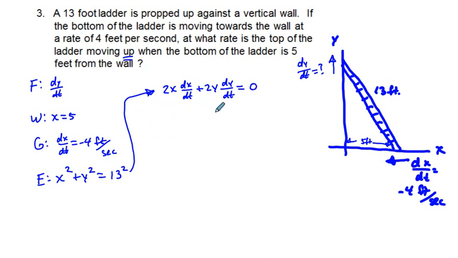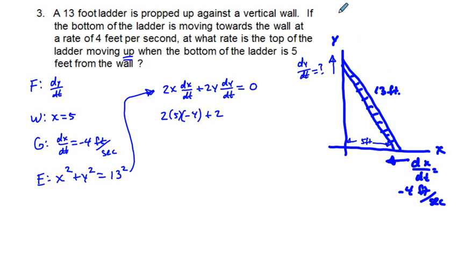And now we're trying to solve for dy dt, and we can do this algebraically, but I'm going to just substitute numbers in here first, as we have all we need. So we have 2, and x is going to be 5, and dx dt is going to be times negative 4, as in negative 4 feet per second, plus 2, and y is going to be, if we use the Pythagorean theorem, we have b squared equals c squared minus a squared.